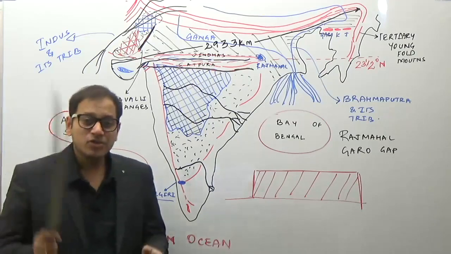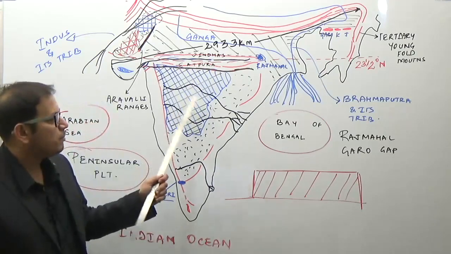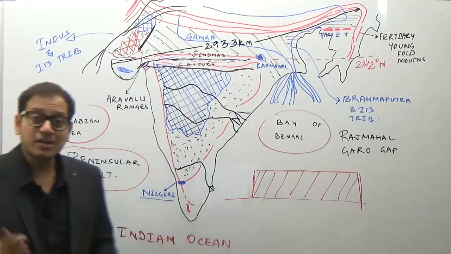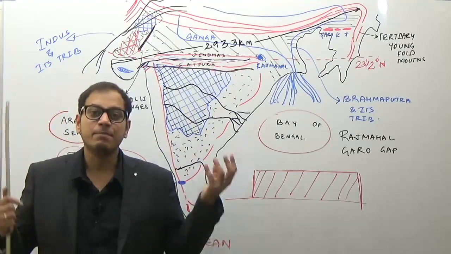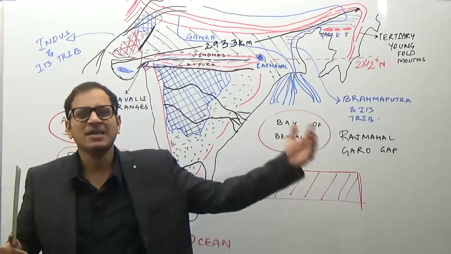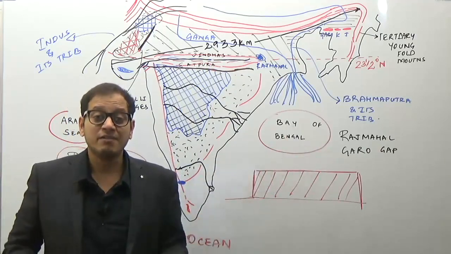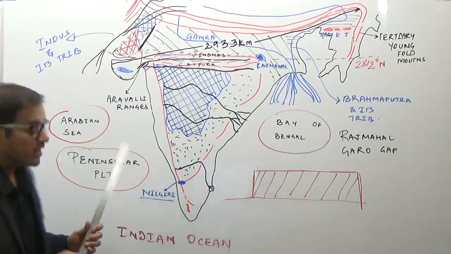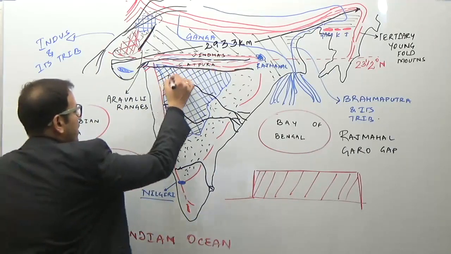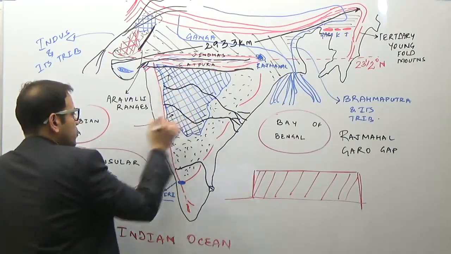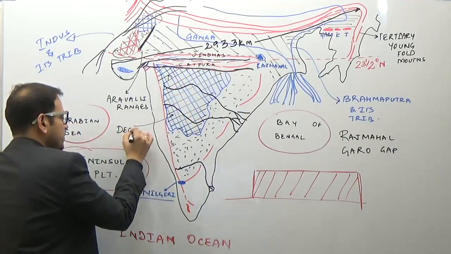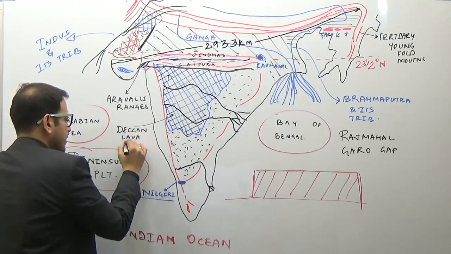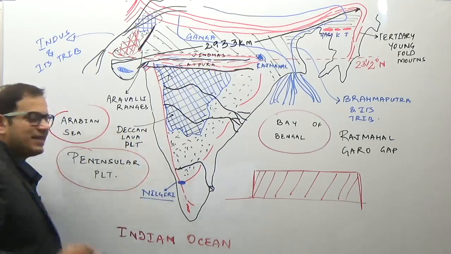In the peninsular plateau region, as you can see, the blue shaded area. This blue shaded area, during the Cretaceous period, some million years back, experienced a volcanic eruption, and this part is known as a Deccan Lava Plateau region.